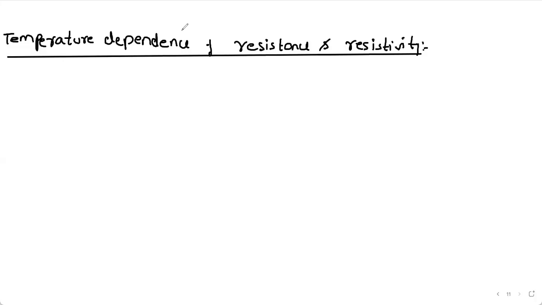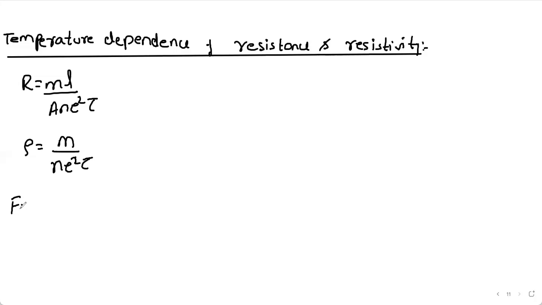So how temperature varies with resistance and resistivity. See, the difference between resistance and resistivity is only length and area of cross section. The formula of resistance is m l by A n e squared, and for resistivity, m by n e squared tau. So for the temperature range involved, there is not any significant change in length and area of cross section.